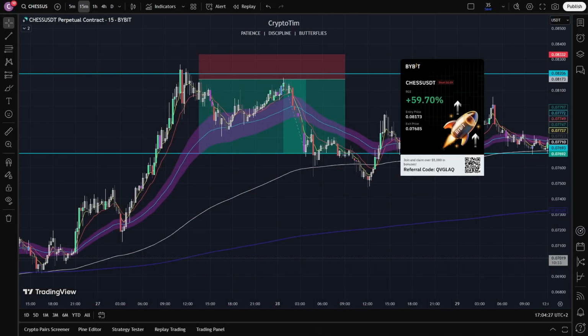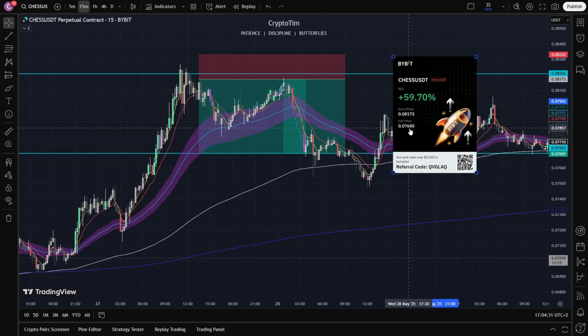Alright, so now what can we tell about this trade in hindsight? First of all, the screenshot of the trade: entry at 0.08173, TP at 0.07685, which I had my TP here at 0.07692. So with a little bit of slippage, we got the full TP.